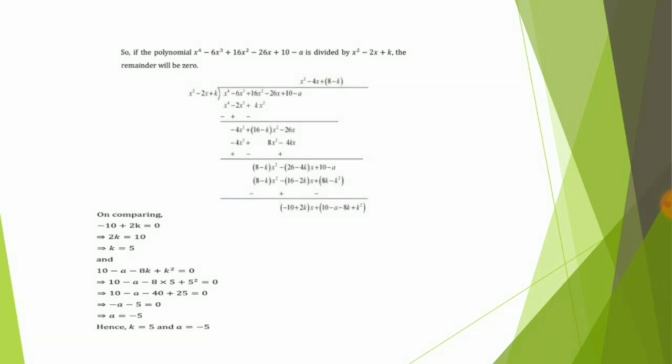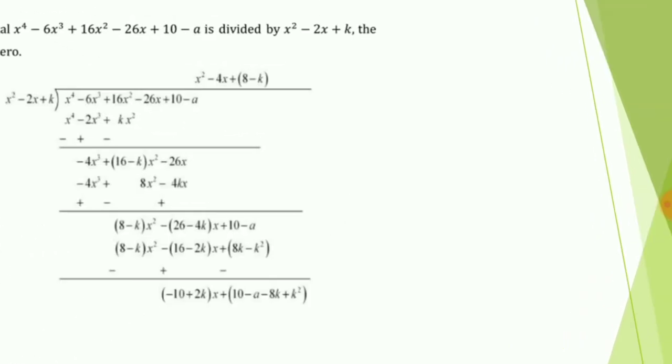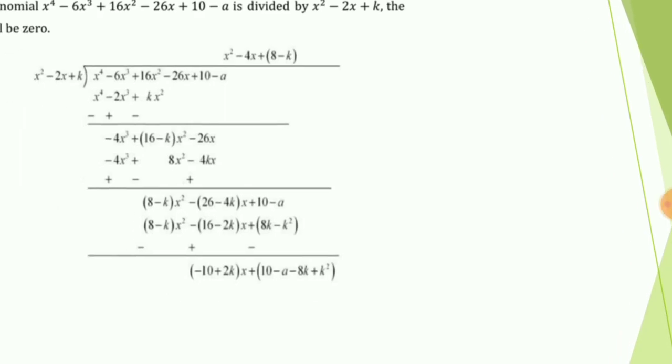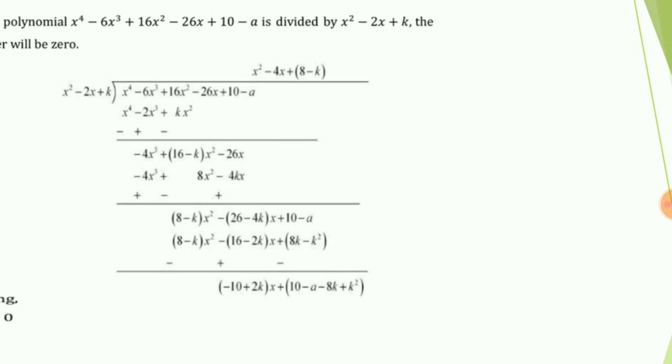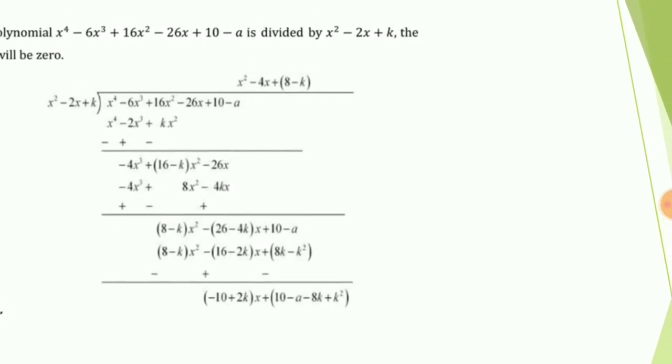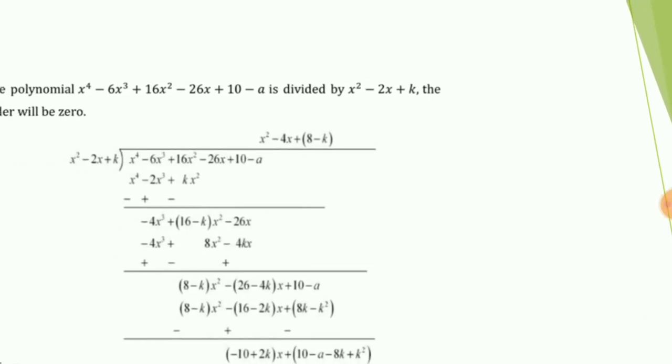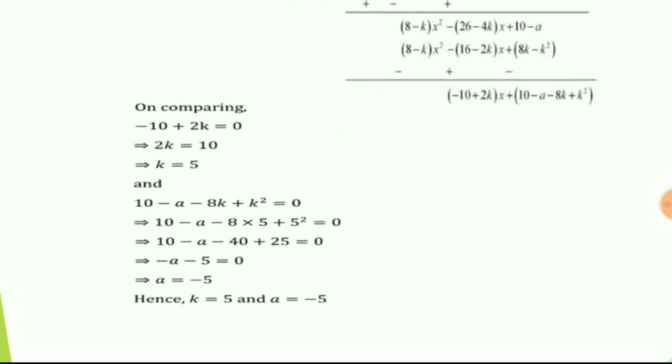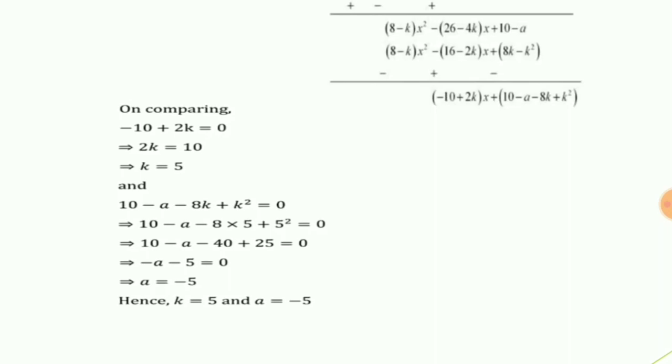After division, the remainder that I have got is minus 10 plus 2k into x plus 10 minus a minus 8k plus k square. Now I will equate them to 0. So minus 10 plus 2k is equal to 0 gives me k is equal to 5. And putting this k is equal to 5 in 10 minus a minus 8k plus k square equal to 0, I get the value of a equal to minus 5. So hence k comes out to be 5 and a comes out to be minus 5.